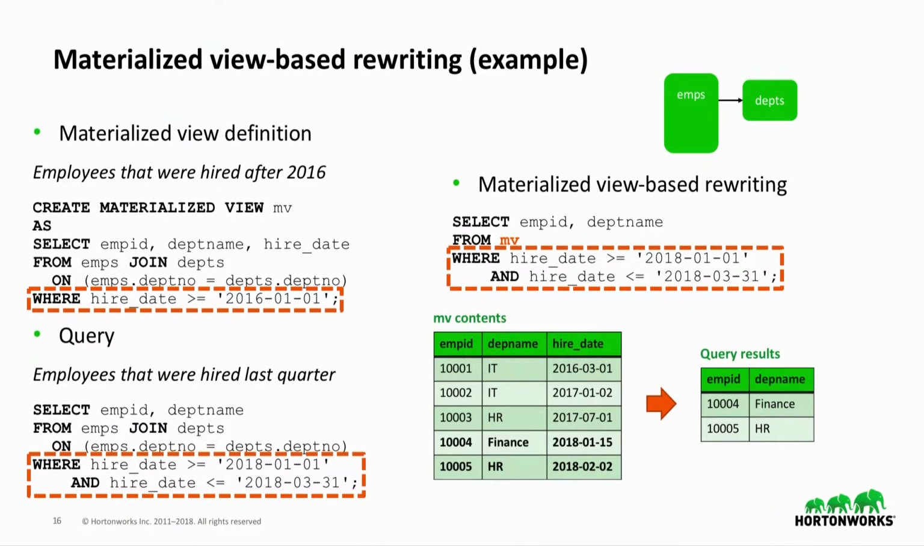So you can create a materialized view where you are joining the employees with the departments. And you can see in the filter that we only take those employees that were hired after 2016. Below there, you can see a query that can come afterwards, where the query is asking only for the employees that were hired in the first quarter of 2018.